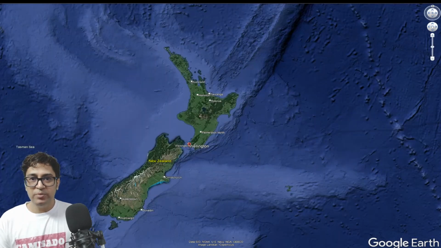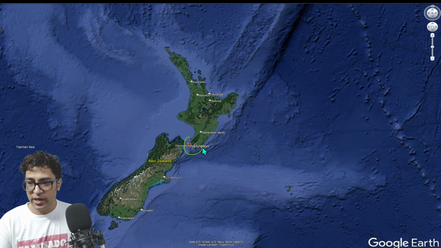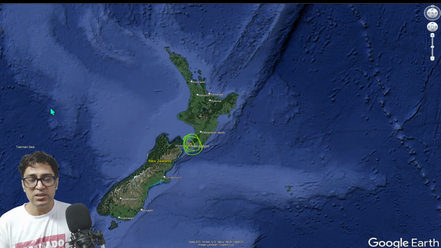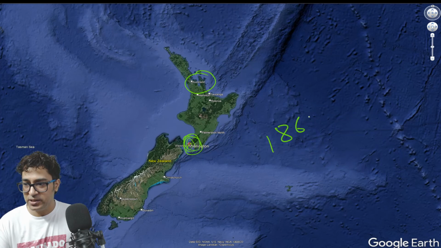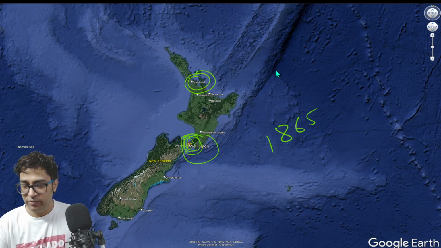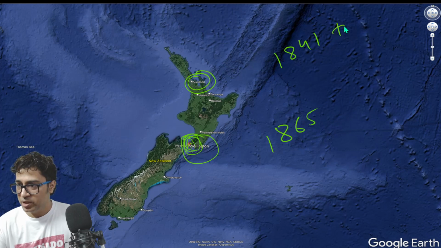Let me tell you something interesting about the capital of New Zealand. Wellington is the present capital of New Zealand, and it is the southernmost capital city in the world. However, there is one thing more interesting. Prior to Wellington, Auckland was the capital. Since 1865, Wellington has been the capital, and prior to this, Auckland was the capital. Auckland was the capital from 1841 to 1865.